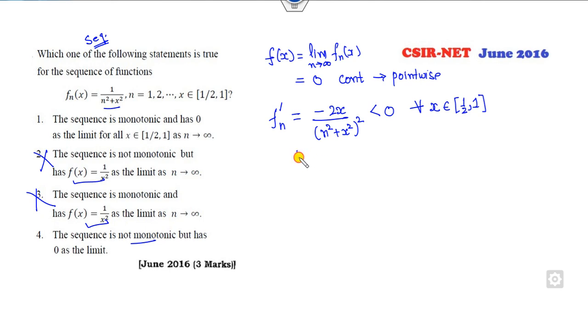It is always less than 0 for all x belongs to the domain. Fine. So what is the meaning of that? f_n is my decreasing sequence. Decreasing means that it is a monotonic sequence. So if it is monotonic and converges to 0, so this is my right answer. This is the wrong answer. So A is my correct option.